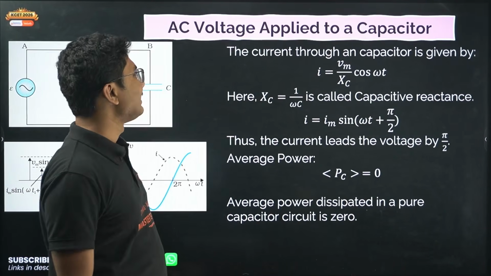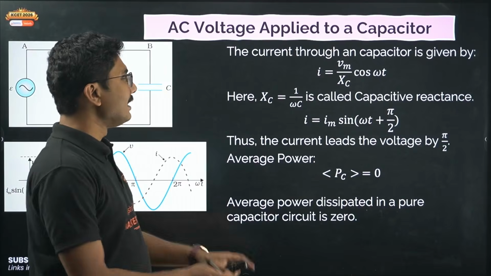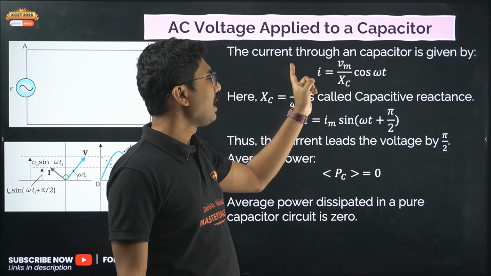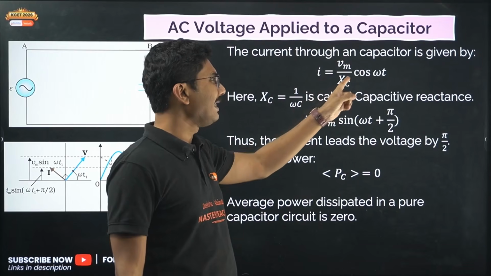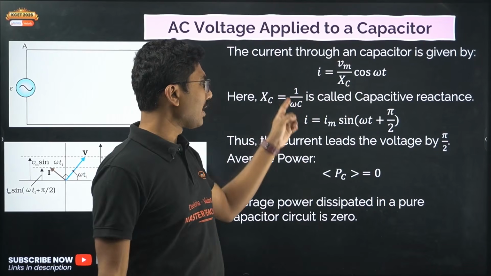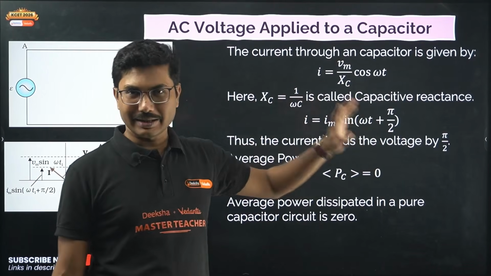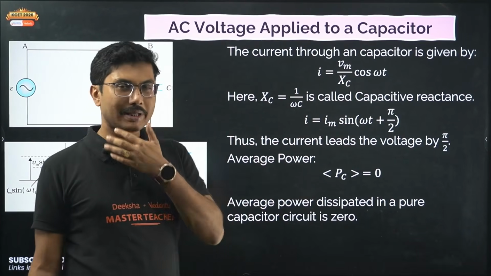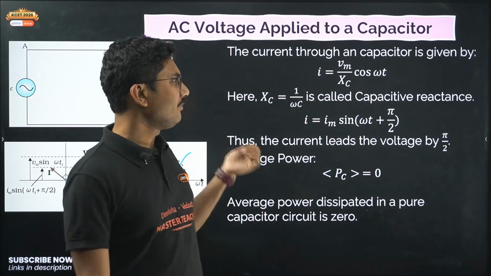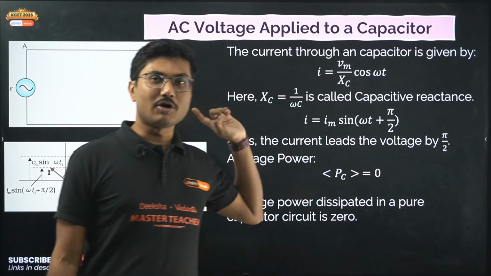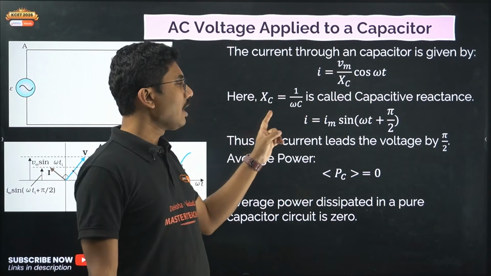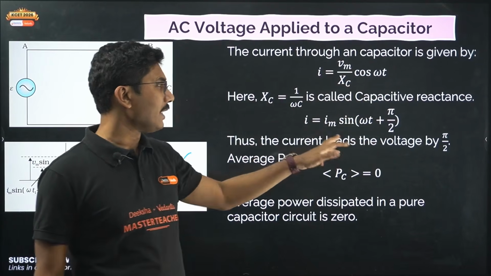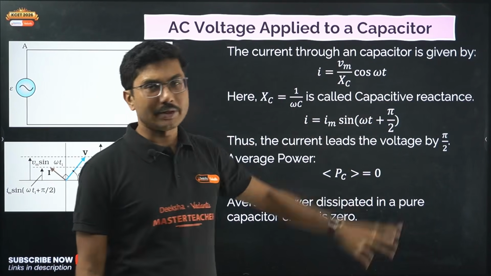Now, next is AC applied to a capacitor. In the same way, you can find the equation for a capacitor, which will come out to be I equals Vm by Xc times cos omega t. Xc equals 1 by omega C is called capacitive reactance, same omega 2 pi f. So in your PUC, Xc equals 1 by 2 pi f C. Xc is called capacitive reactance and XL is called inductive reactance. Now if you try to write this cos omega t in terms of sin, you can write sin(omega t plus pi by 2).